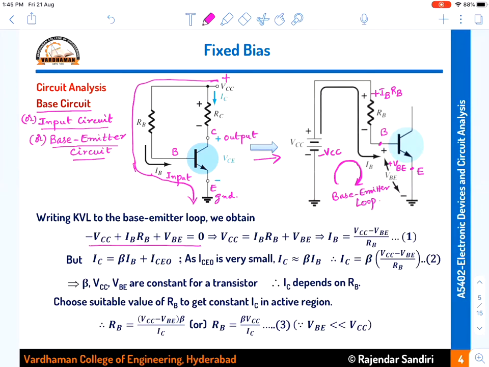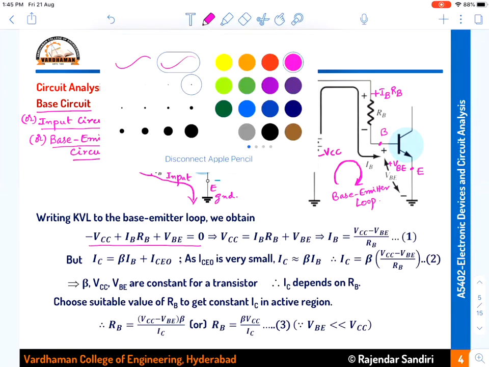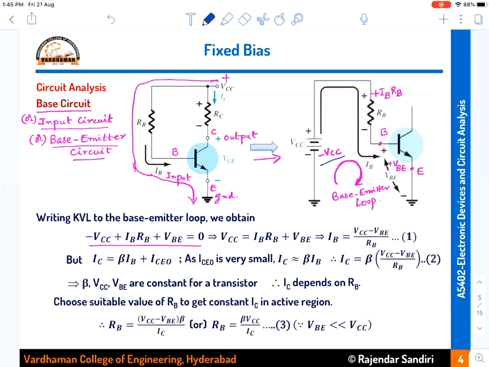Three elements are there: battery, resistor, and the base emitter junction. So these three voltages, if I keep adding in the clockwise direction, that is the KVL to the base emitter loop. Minus VCC plus IB RB plus VBE is equal to 0. Is it okay? Now, VCC is equal to IB RB plus VBE, we can rearrange that, and I want to calculate what is the base current IB.